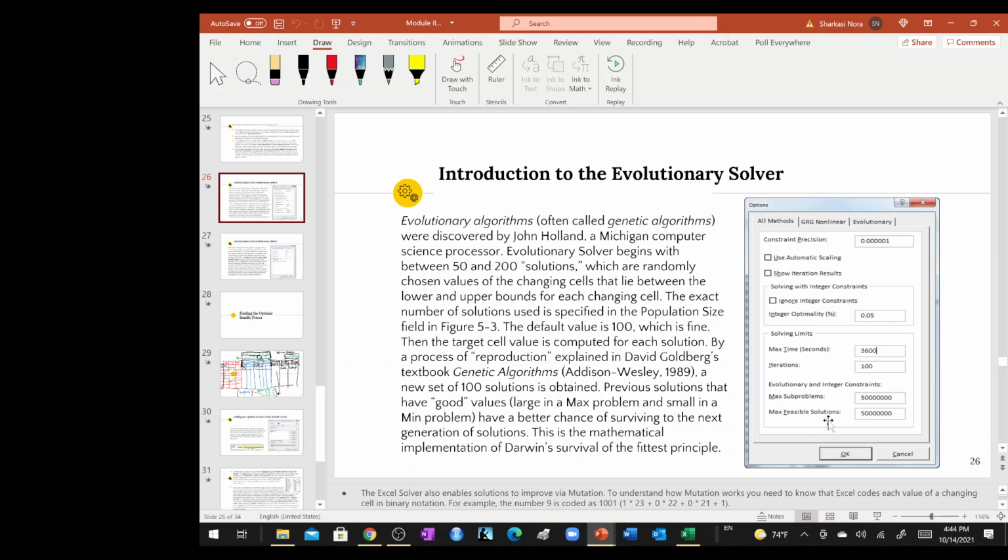So you just follow these settings every time I give you an assignment so that you can get the solution as fast as possible.